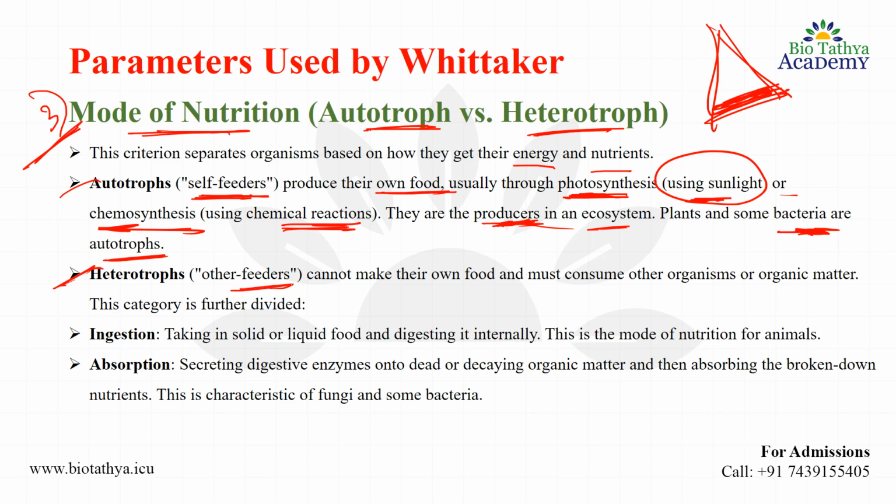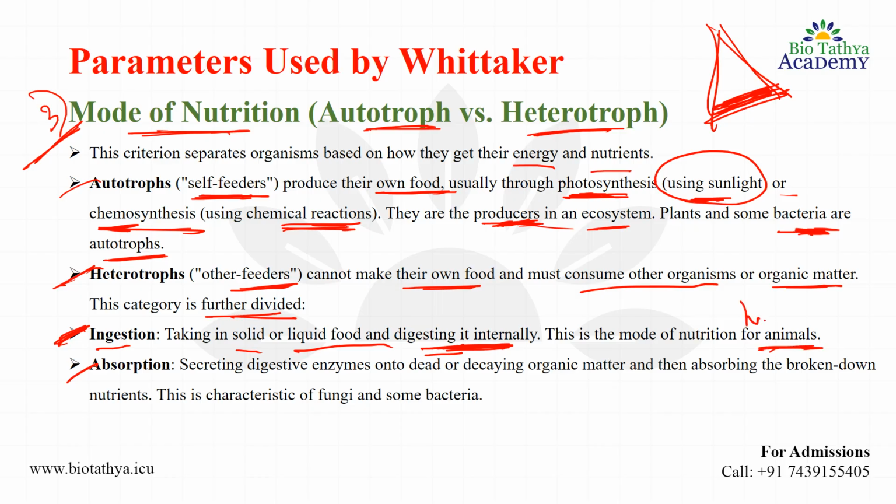Heterotrophs are other feeders, which feed themselves by eating other organisms, or taking food from others. They cannot make their own food and must consume other organisms or organic matter. This category is further divided into either ingestion or absorption. So ingestion is taking in solid or liquid food and digesting it internally. Okay. If you take in the food and digest it internally, then it is ingestion. This is the mode of nutrition for animals.